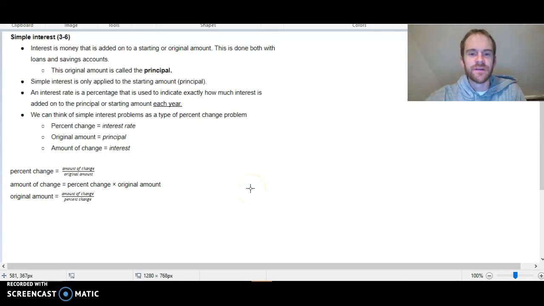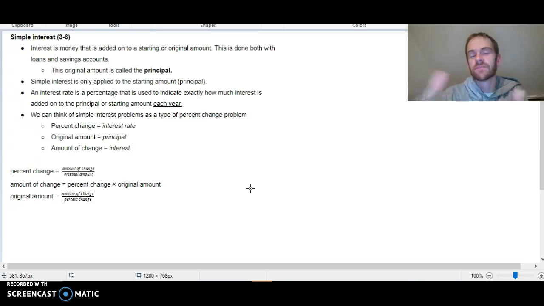Alright, so we're going to talk about another type of percentage problem, and this type is called simple interest. This is something that would be used in the financial world, so things like loans and savings accounts might use simple interest. And interest is just a word that basically means money that gets added on to an original amount. So like in a savings account, you deposit, you put money in.